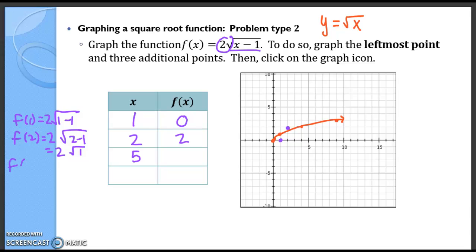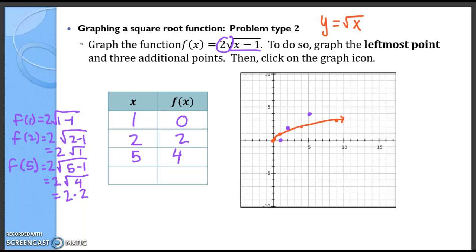Now, why did I randomly plug in 5 or know how to plug in 5? Well, because I knew that 5 minus 1 is 4, and the square root of 4 is a nice number. It's 2, right? And 2 times 2 is 4. So at 5, we're going to be at 4.